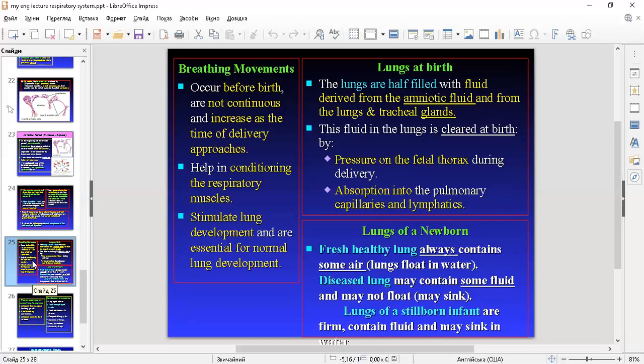Lungs at birth. The lungs are half filled with fluid, derived from the amniotic fluid and from the lungs and tracheal glands. This fluid in the lungs is cleared at birth by pressure on the fetal thorax during delivery, and absorption into the pulmonary capillaries and lymphatics.